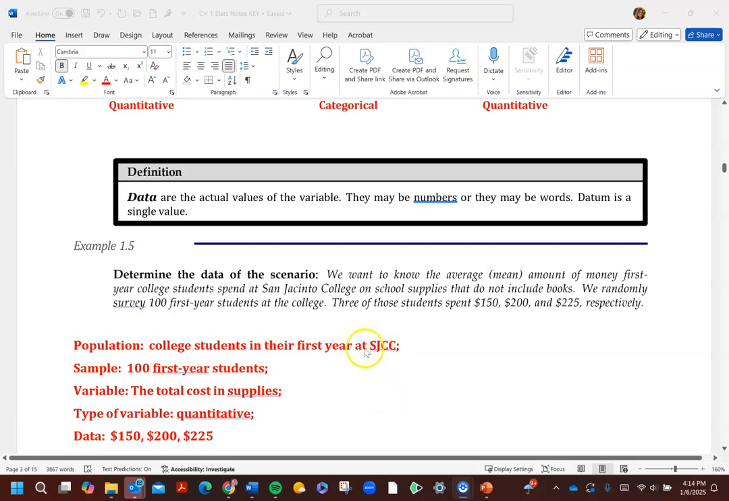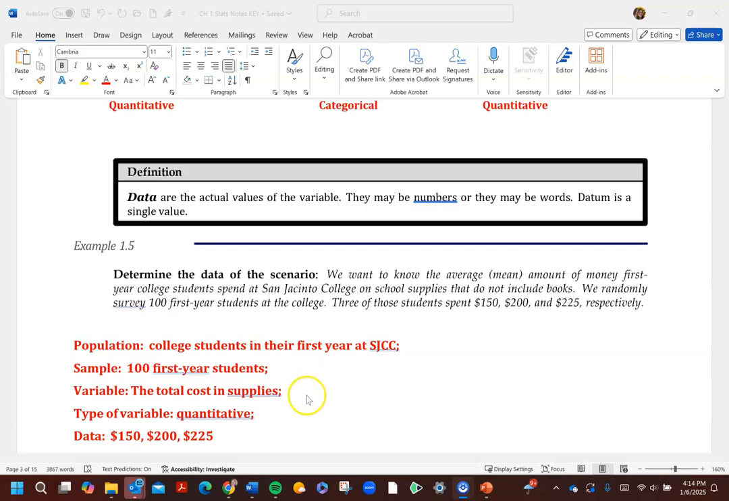So here is the population, same thing, all the students in the first year. The sample is the 100 first-year students. Variable is total cost in supplies. The type of variable is quantitative, because we could average those together. The data are these values, 150, 200, 225.